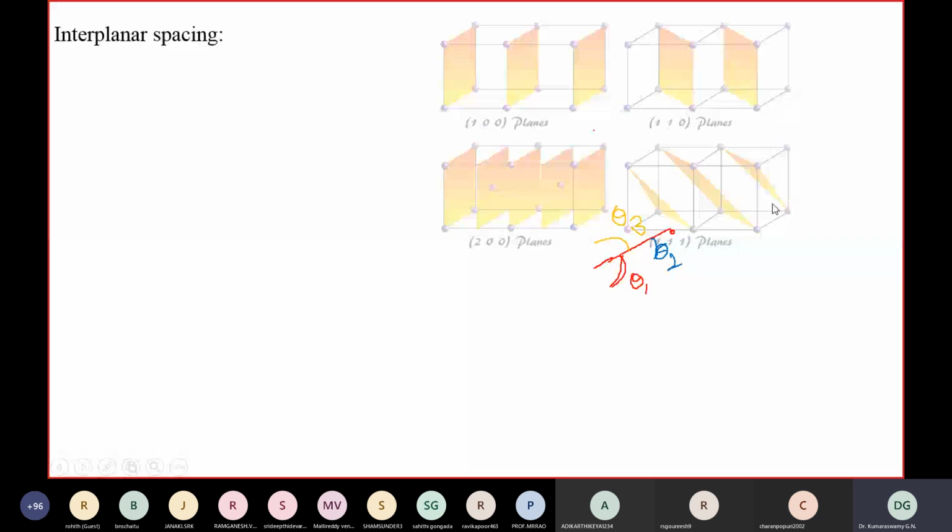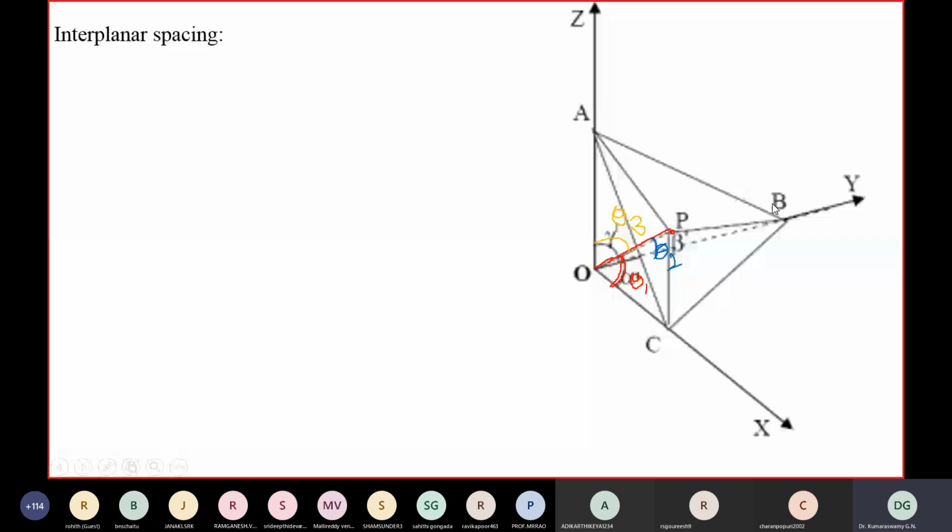Let me explain this and then go to family of planes and family of lines. Family of planes I explained. You understood? Yes, sir. Similarly, family of lines, I will explain. Just remind me after this.